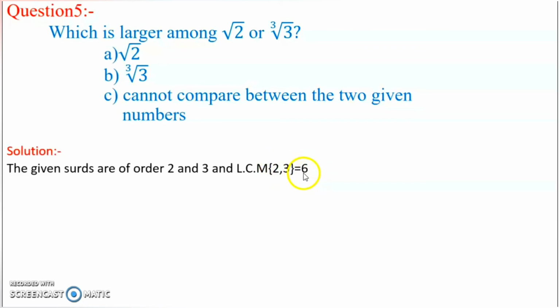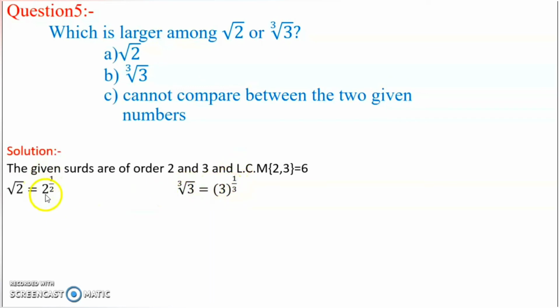So the method here is you have to convert these both quantities into some surds of order 6. That is, you have to convert this root 2 into some quantity raised to 1 by 6. Same way you have to convert this term into some quantity raised to 1 by 6, and then you will be able to compare between them. Remember that you have to first find the LCM and then convert into that particular order. So I will do both the terms simultaneously. So here you can write this root 2 as 2 raised to 1 by 2, and you can write this cube root of 3 as 3 raised to 1 by 3.